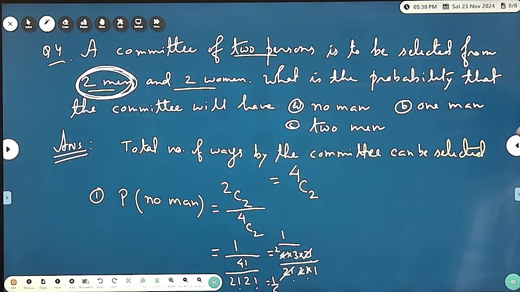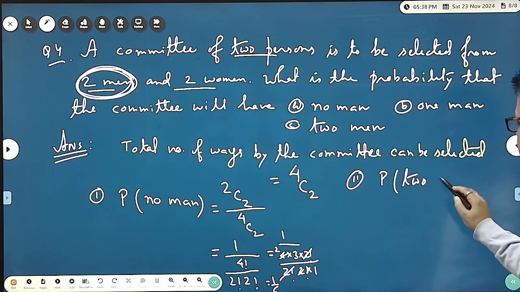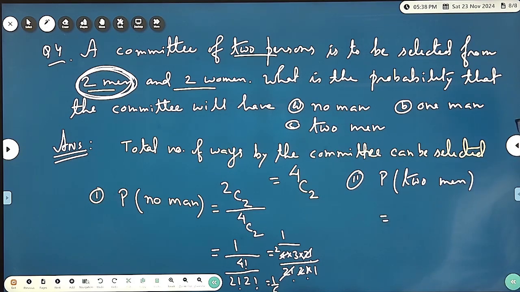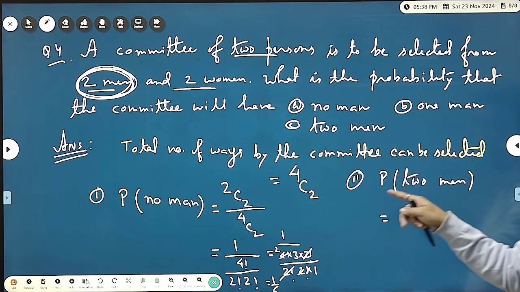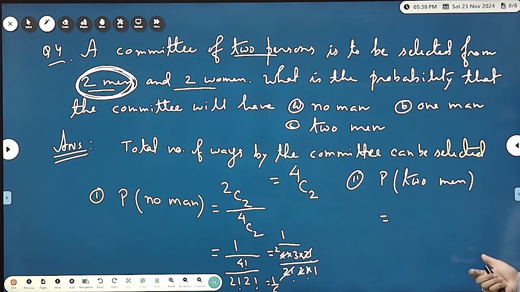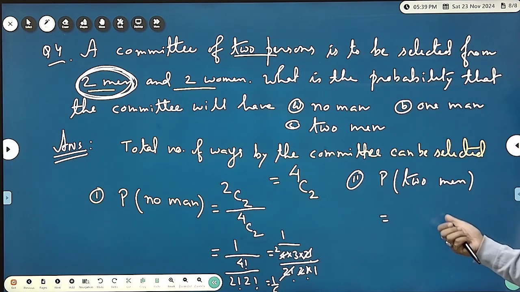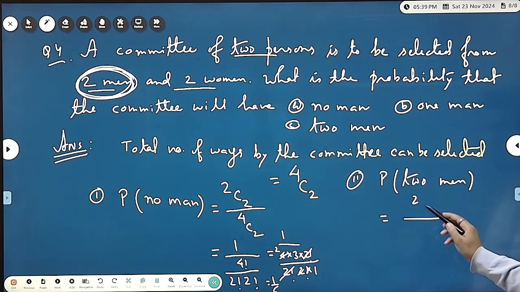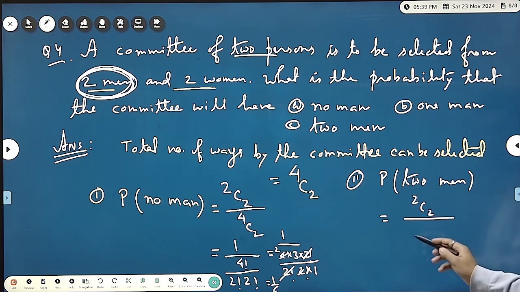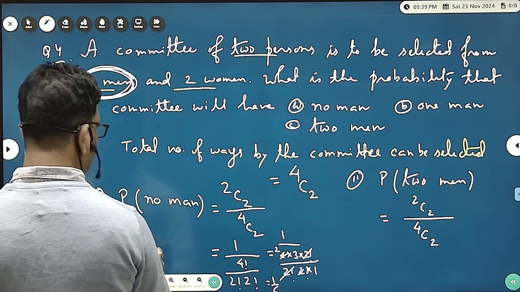Now, can you say this answer will be similar to which one? 2 men. It will also be similar to 2 men. I am erasing after some time. Probability of 2 men means both will be what? This question is all about the committee formed from 2 men and 2 women. Now they are talking about 2 men, that means both will be men. Here, no men meant both were women. Now both will be men. How many men were there? 2. So from 2 men we need to take 2 men only. 2C2. The denominator: there are 4 people. Our answer will be the same. So the first and the third are the same. So this will be the answer for P of 2 men also.